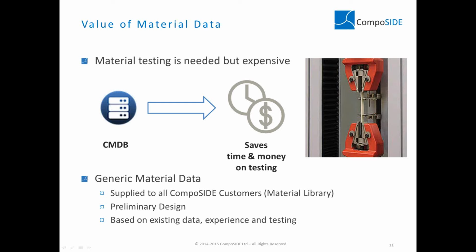So generic material data, which is supplied as a part of a composite material library provided to all composite customers, gives everyone the ability to start the preliminary design and make decisions based on that generic data, and then postpone or even delay the testing that will confirm the material properties at the end of the process. The material data is based on existing data, on experience and testing which have been collected for years by CompoSIDE.